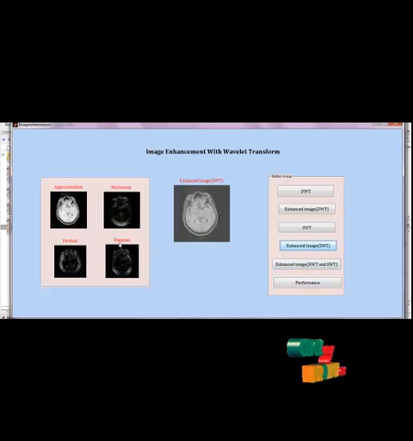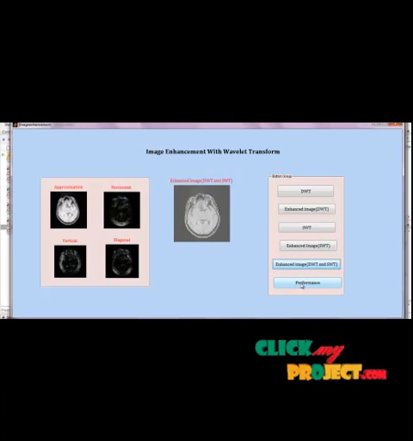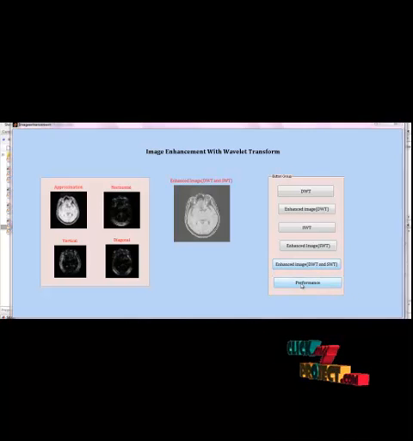Then we are combining the result of the DWT and SWT, that is the low components of the DWT and then high components of the SWT, and then again we are fusing so that we get an enhanced image when compared to both DWT and SWT. And then we are finally measuring the performance of all the filters that we are using.